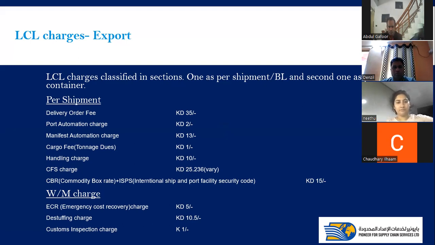And there are some other charges they are putting, like the commodity box weight, ISPS, international ship and port facilities charges and all. This you can see, ISPS maybe in the FCL, in some companies, but most of them no. Most of the companies include the surcharges in the basic ocean freight because they don't want confusion.